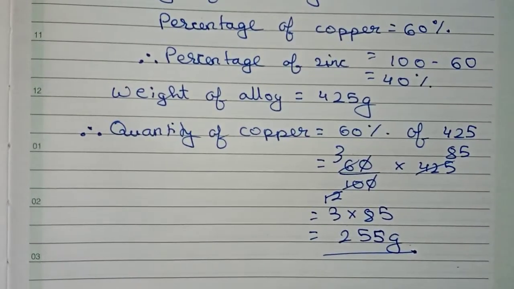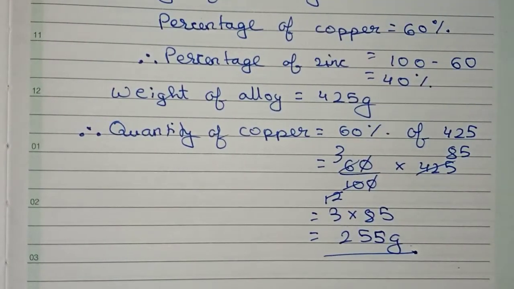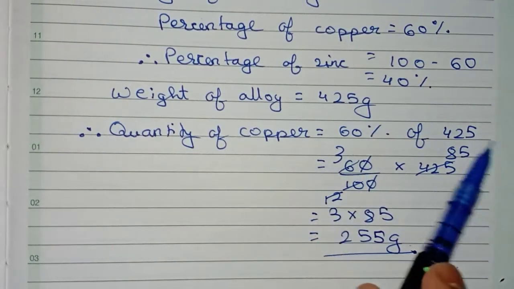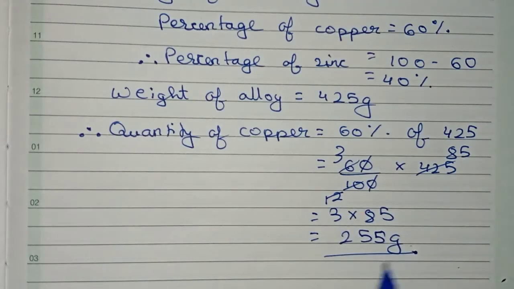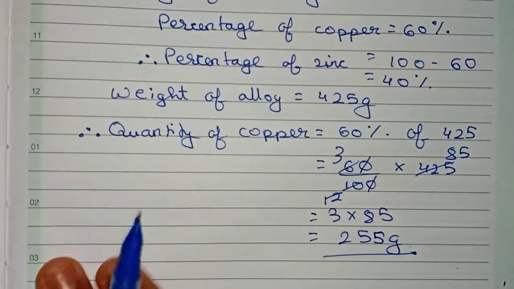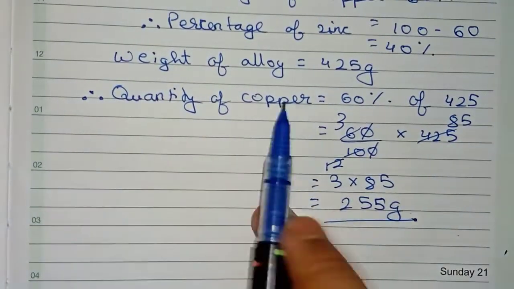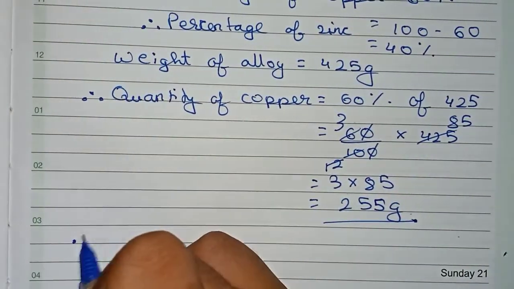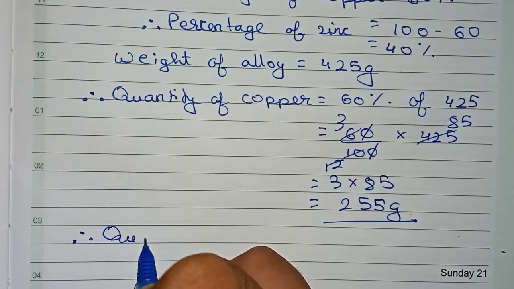Now I find the quantity of zinc. To find the quantity of zinc, we can do it by two methods. First, similarly we can take 40% of 425, or we can subtract this value from the total, that is 425, and we will get the quantity of zinc. So you do it in this process. We write quantity of zinc now.